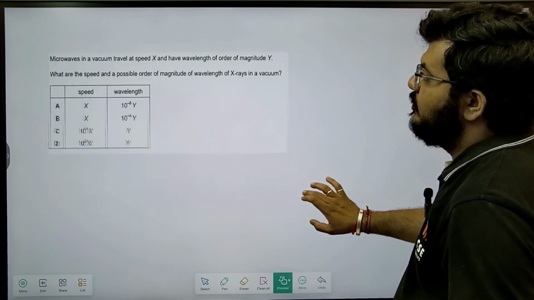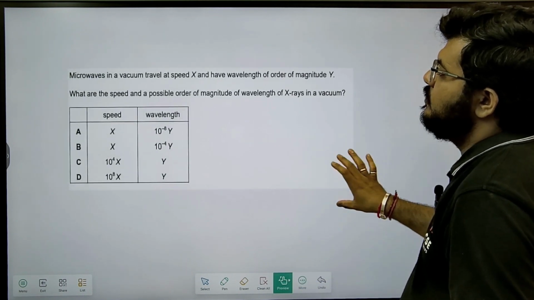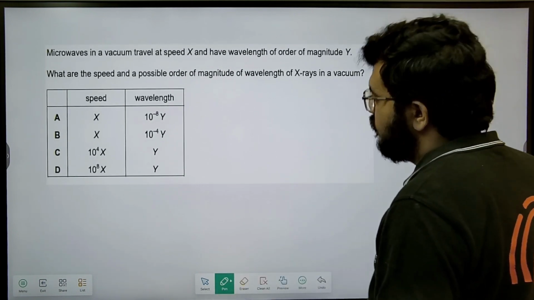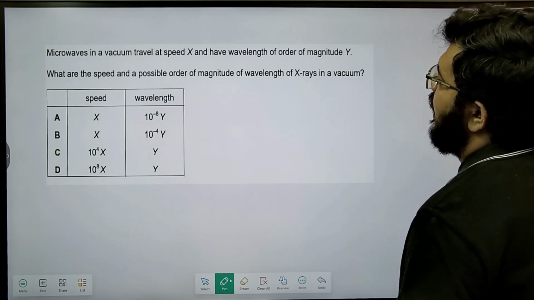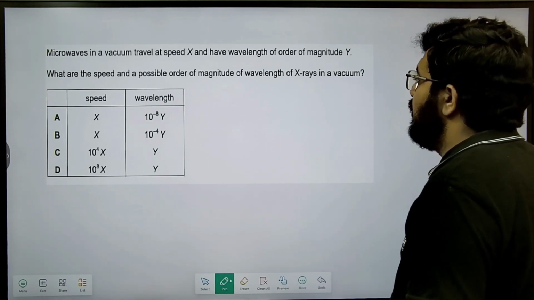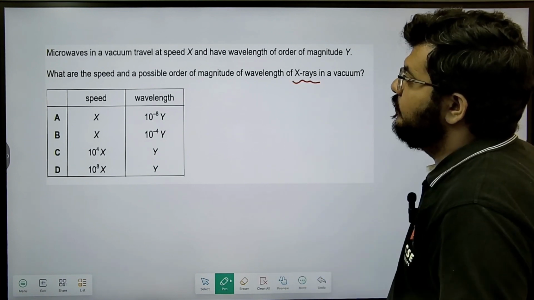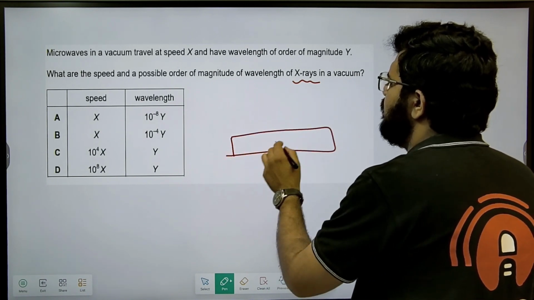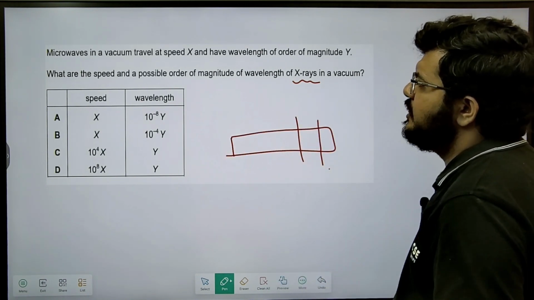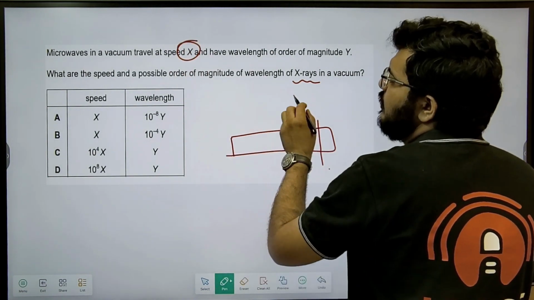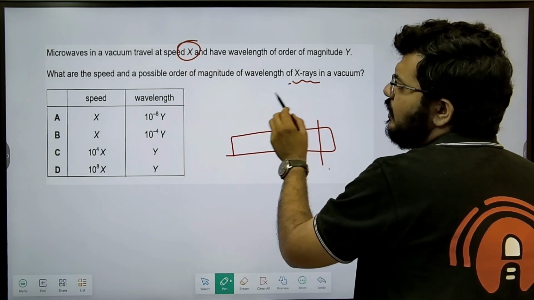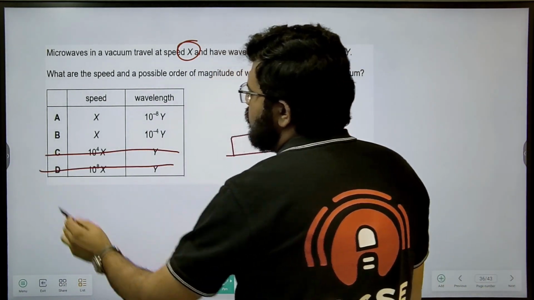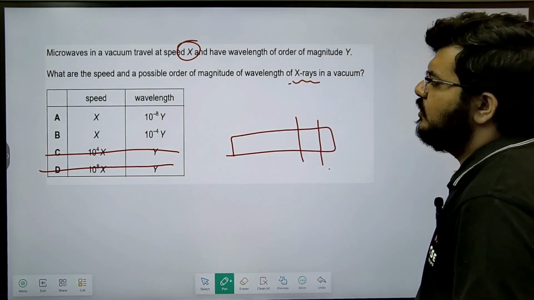Then we have this question: microwaves in a vacuum travel at a speed x and have wavelength of order of magnitude y. What are the speed and a possible order of magnitude of wavelength of X-rays in vacuum? Okay, so microwaves are longer waves with lower frequency. If they travel at speed x, the speed of X-rays should also be x, right? It cannot change. All of them travel at the same velocity. So this is not something you should be looking at.